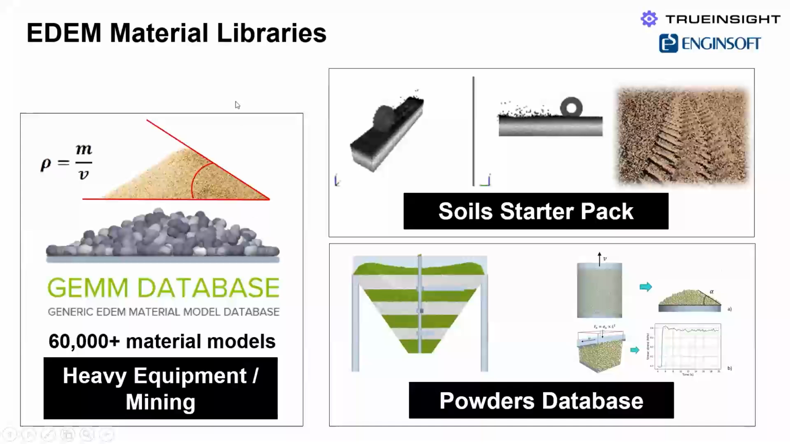So we've talked a little bit about the material library. One of the things shown here that's quite interesting is looking at this angle that a pile of the material particles will make with the ground. And this is an important thing to check the accuracy of the material.